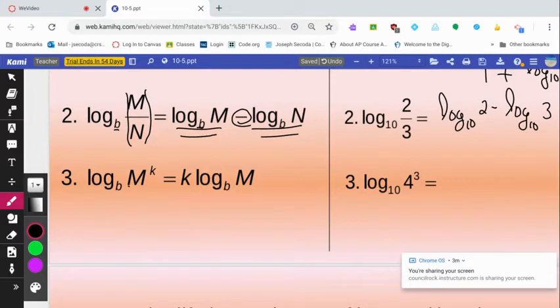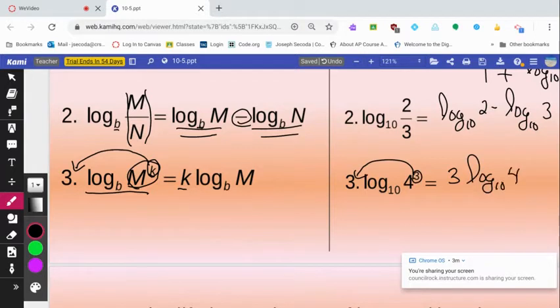When I have a log to a power, that power gets multiplied to the exponent, and remember, the log is the exponent, so that becomes k times log base b of n. So therefore, in this case, this power gets to come out front and be multiplied, so that's going to be 3 log base 10 of 4.